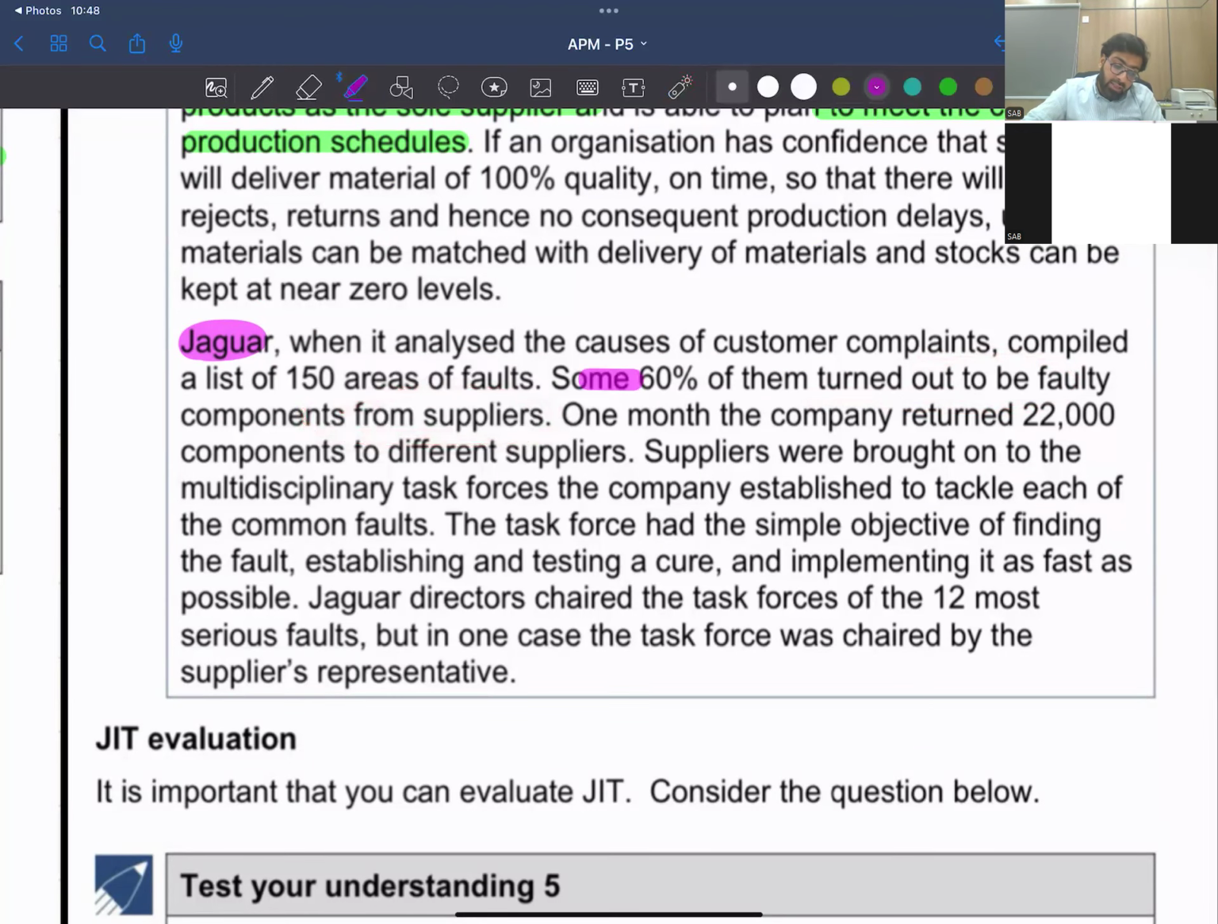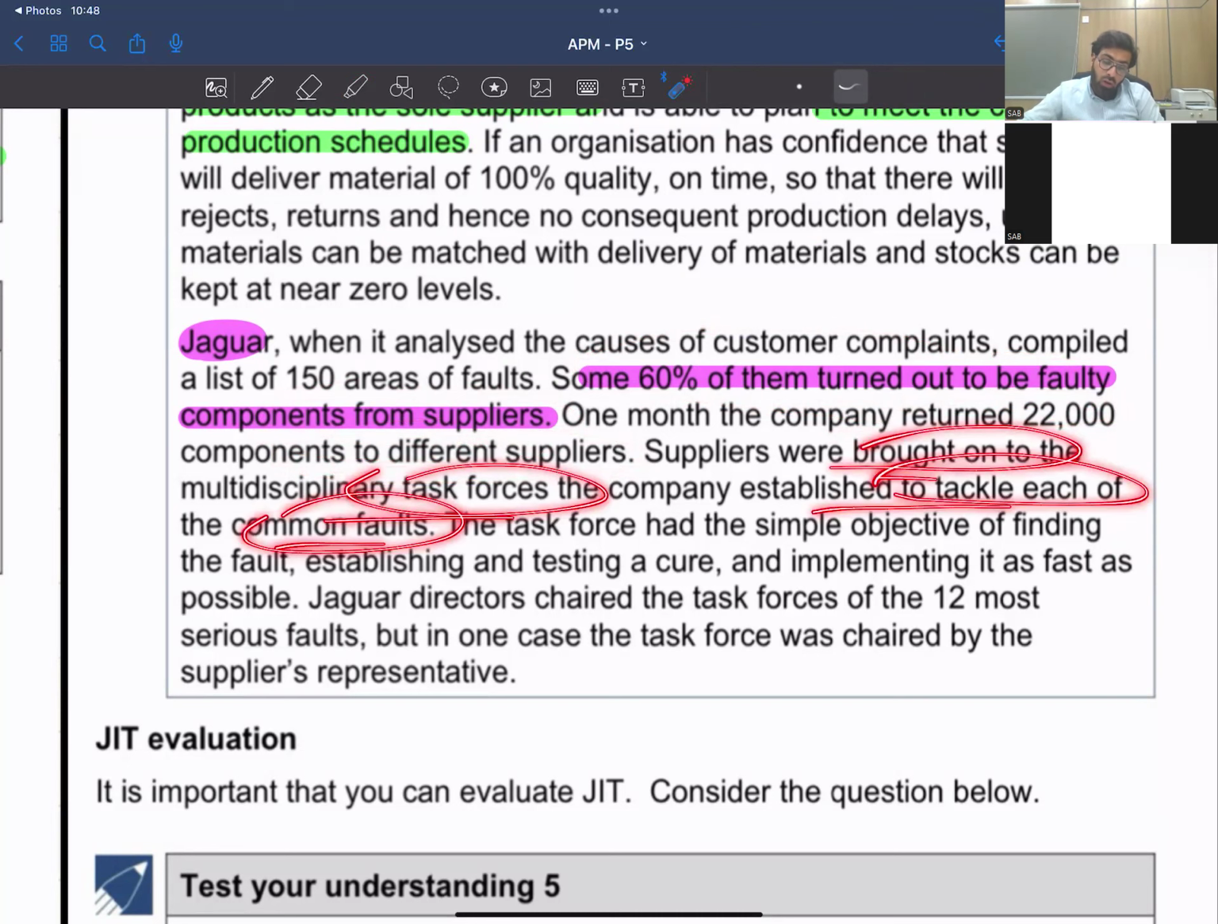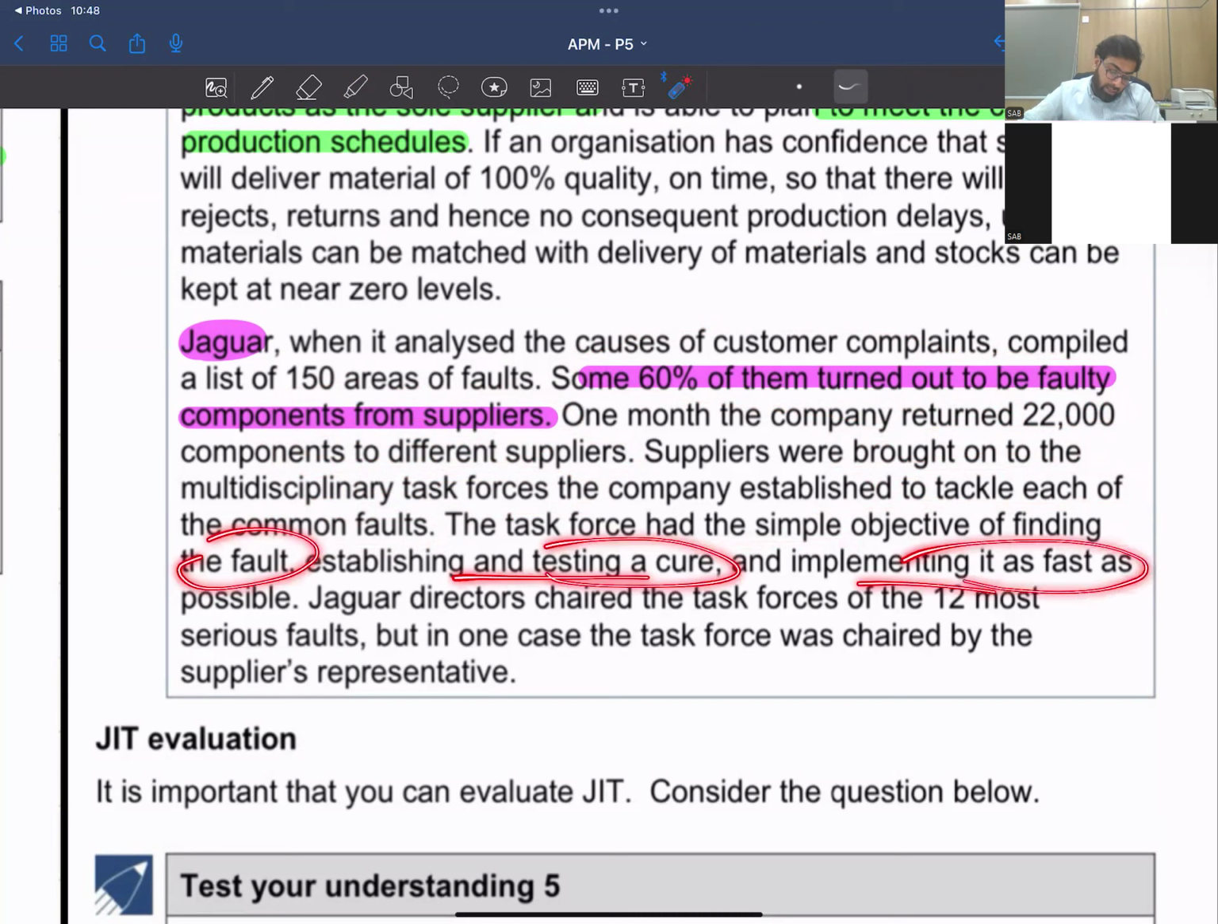So they highlight, they just know that we are rejected, and 60% of the reasons for rejection are because of our supplier. So in 1 month, the company returned 22,000 components to suppliers. Suppliers are brought onto the disciplinary task force and tackle each common fault. The task force had the simple objective of finding the fault, establishing a testing cure, and implementing it as fast as possible. A Jaguar director chaired the task force for the 12 most serious faults, but in one case, the task force was chaired by suppliers' representatives.